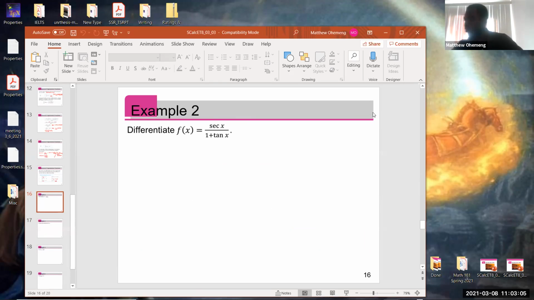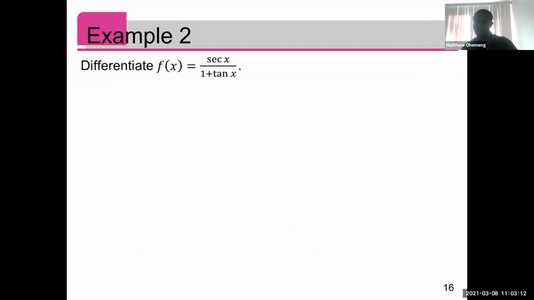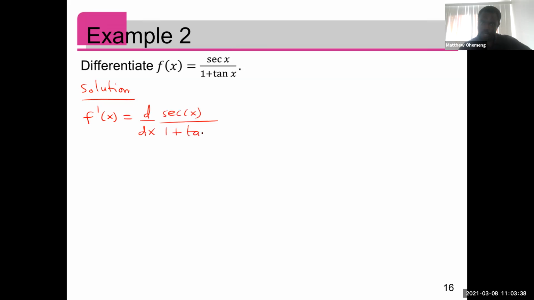Let me zoom. Okay, so I'm here. For this question, this is the second example. We have to differentiate a function f of x, which is given by secant of x all over 1 plus tangent of x. So the solution: I'm being asked to find f prime of x. The first thing I do is just attach the differentiation operator to the function, so secant of x over 1 plus tangent of x.